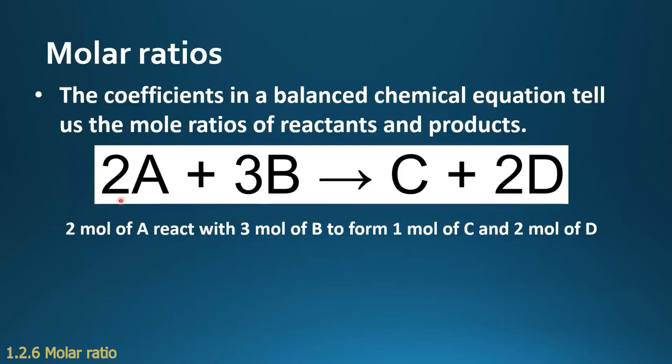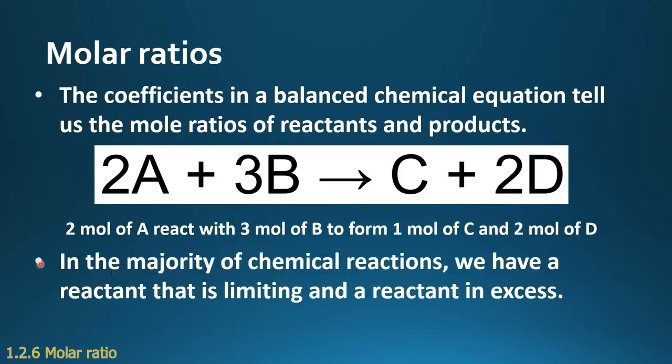So these numbers in front, these are the coefficients, and they tell us the mole ratios of the reactants on the left side and the products on the right side. However, in the majority of chemical reactions, we usually have a reactant that is limiting and a reactant in excess. I have a separate video that covers limiting reactants, so in this video I'll focus on molar ratios.